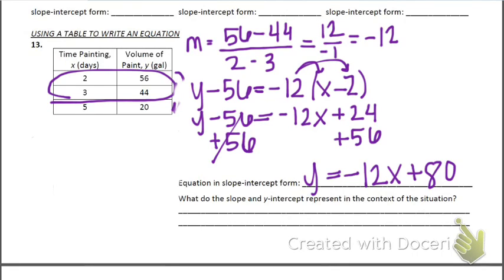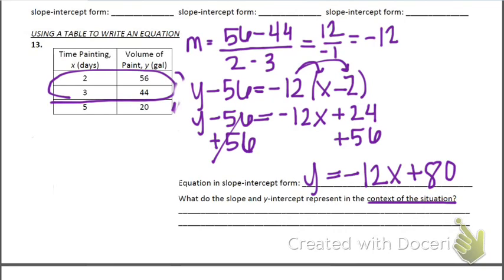And then this last question is very, very important, and it will be asked of you several times. So I want to make sure that we all understand what's actually going on. What do the slope and y-intercept represent? And then I want you to underline this in the context of the situation. We have been asked this before, right? It means, what do those numbers mean in terms of the problem?